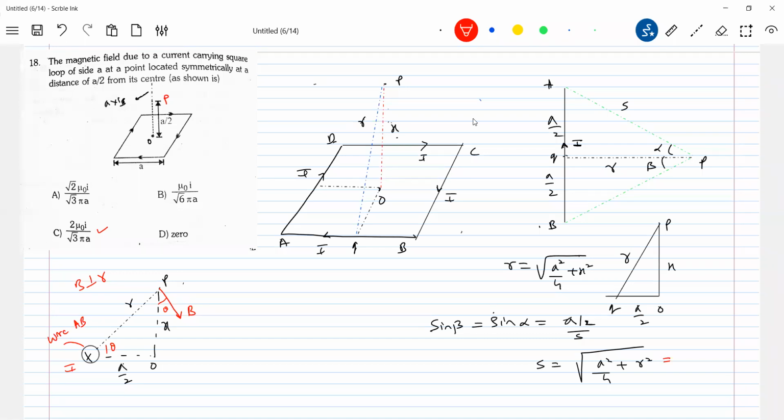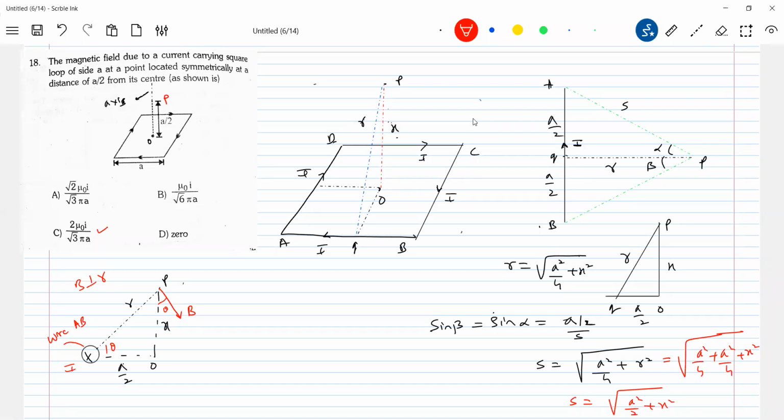Okay, let me go for the calculation one by one. R square will be A square by 4 plus X square. So the value of S will be root of A square by 2 plus X square. Sir, now they gave x as a by 2.